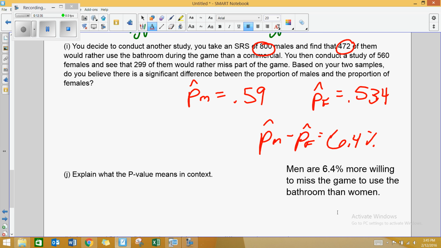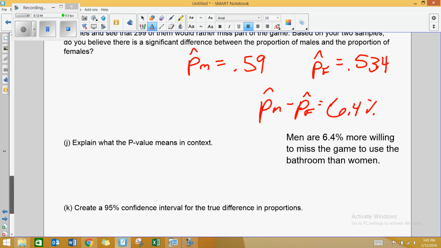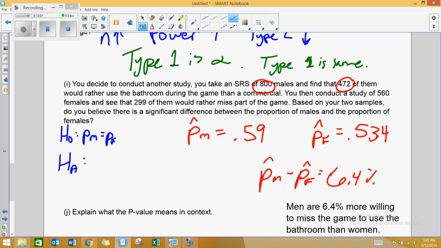Okay, well, is that a big deal? Is 6.4% something that's interesting? Well, I don't know. That could have just happened by chance, but how probable was it given these specific sample sizes? So to answer that question, we'll run a hypothesis test. So I believe nothing interesting is going on here. These two proportions are the same. But what if there is a significant difference? So significant difference is going to mean two-tail.